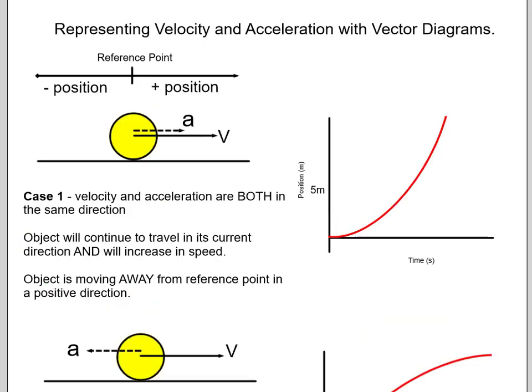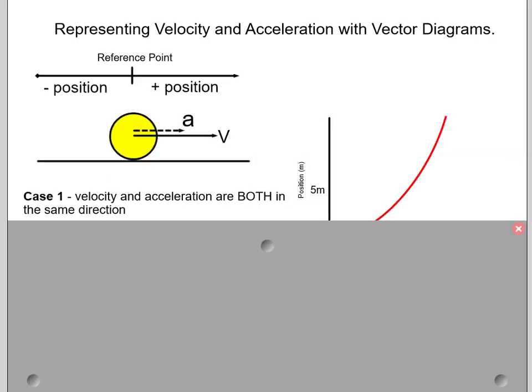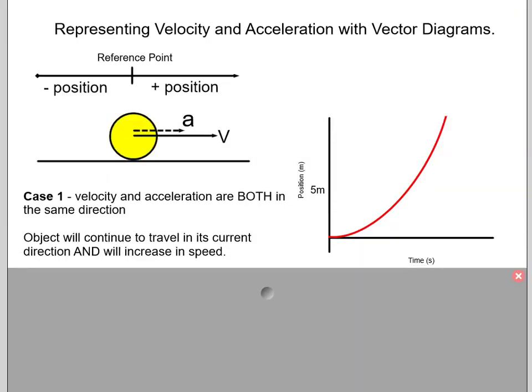Okay, so when we look at these types of things, this first example makes a lot of sense. Case 1: velocity and acceleration are both in the same direction. Imagine you're standing in a hallway and you decide to sprint down it. As you start moving your legs, you're accelerating and your velocity is increasing. You're moving away from your reference point. That's what this position-time graph is.